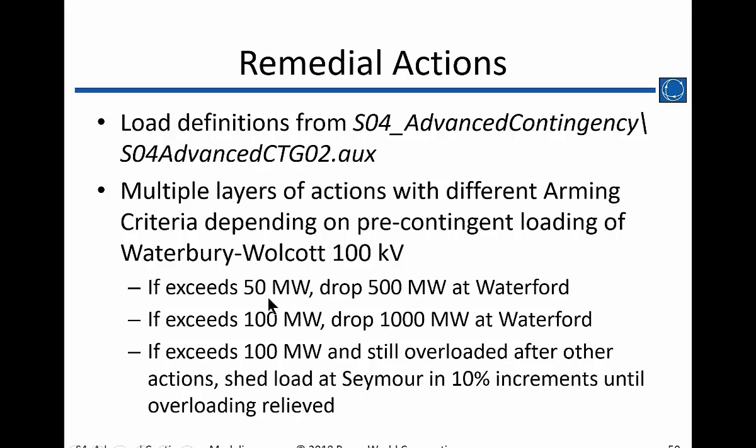So if that flow exceeds 50 megawatts, we're going to drop 500 megawatts of generation at Waterford. If it exceeds 100 megawatts, we're going to drop another 500 for a total of 1,000. And if we exceed 100 megawatts, but we're still overloaded after these other actions, then we're going to shed load at Seymour in 10% increments until the overloading is relieved.